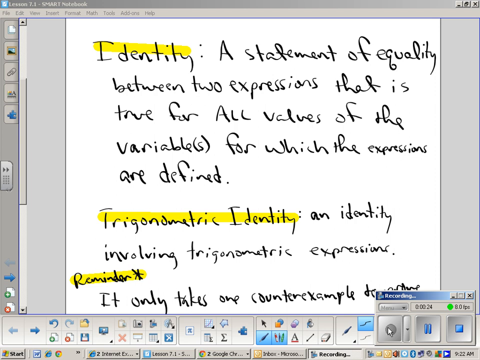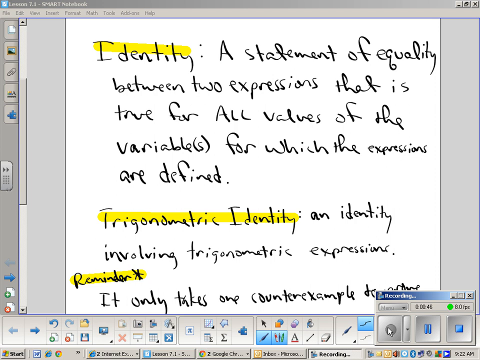When we talk about identities, it's a statement of equality between two expressions that is true for all values of the variables for which the expressions are defined. I really don't know how to simplify that anymore. We're going to prove statements are identities.